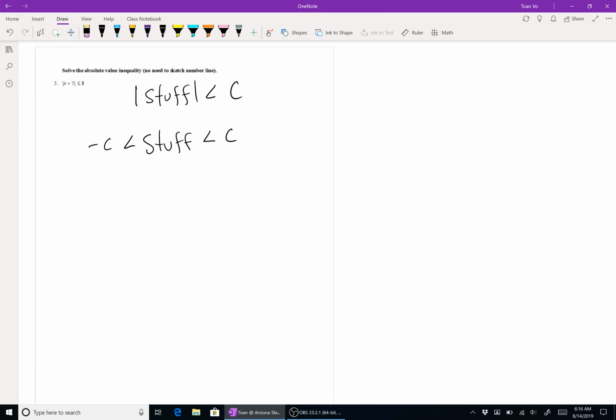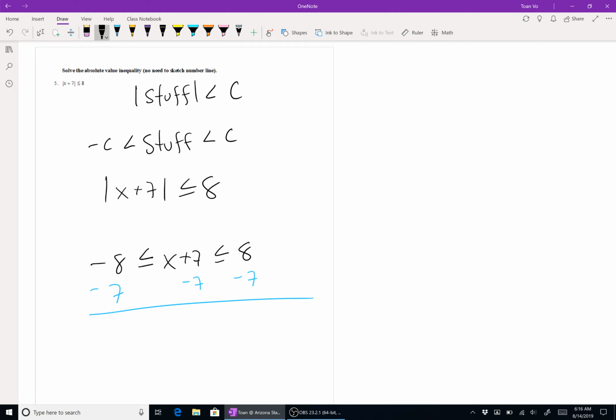So in our example, absolute value x plus 7 less than or equal to 8, I'm going to trap what's inside the absolute value, the x plus 7, between less than symbols, and between the positive and the negative. And then all I got to do is just get the x by itself. In this case, it was just one single step. I'm going to minus the 7, but since it's a compound inequality, you have to do it to all three sides. So that gives you negative 15 less than or equal to x less than or equal to 1.